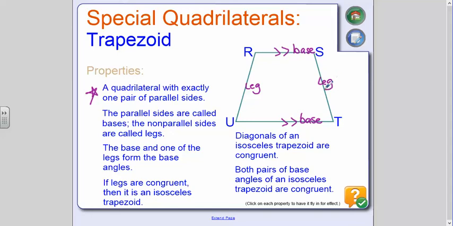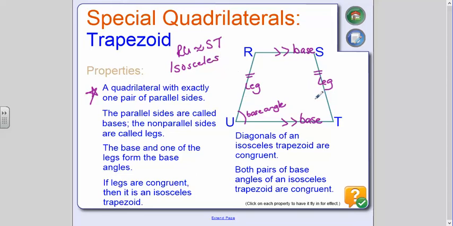Now the base and one of the legs form the base angle. So this is a base angle. All right. So if the legs are congruent, then you have a special case. If RU is congruent to ST, then this would be considered an isosceles trapezoid. RU is congruent to ST. It makes this an isosceles trapezoid, and that just means that you've got two sides that are the same.